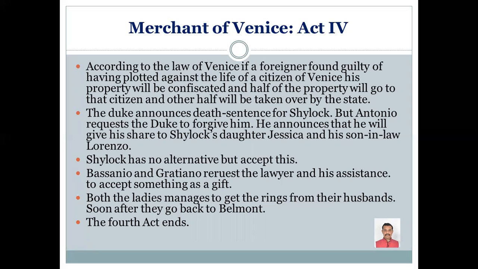The Duke, without showing any mercy for the sake of Shylock, announces the death sentence for Shylock at once. But Antonio, who is a very kind-hearted man, a man with a golden heart, requests the Duke to forgive Shylock. He does not desire it. He also says that he does not desire to have half of his property. He announces that he will give his share to Shylock's daughter Jessica and his son-in-law Lorenzo.